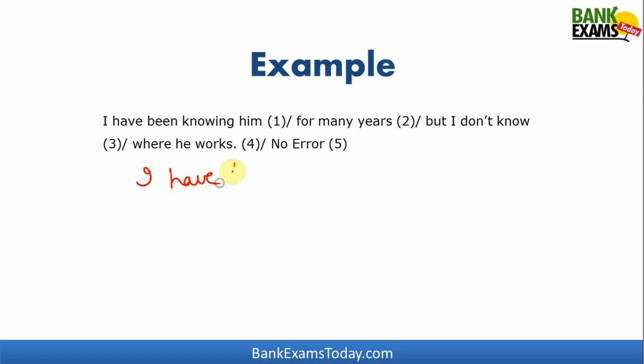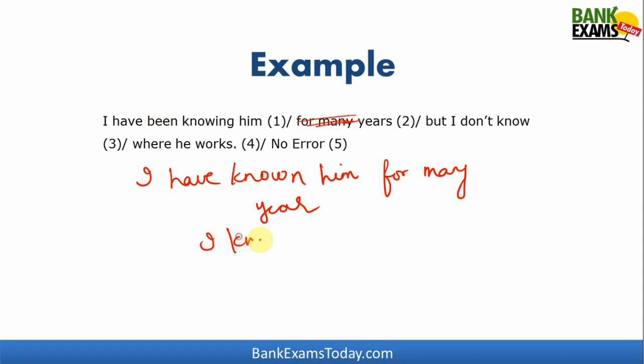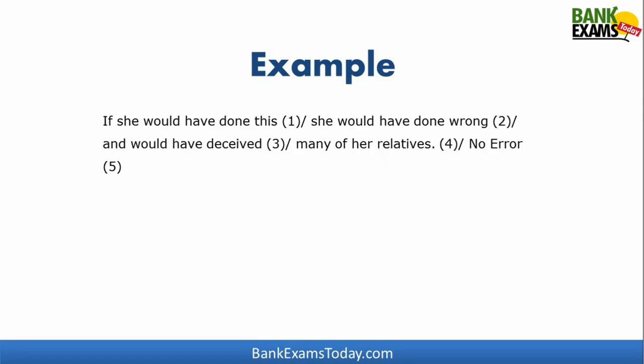I have known him for many years. If there was no "many years," then you should write it as "I know him, but I don't know where he works." But if you are given "for many years," you should be using "I have known him for many years," right? Next, "If she would have done this, she would have done wrong and would have deceived many of her relatives."